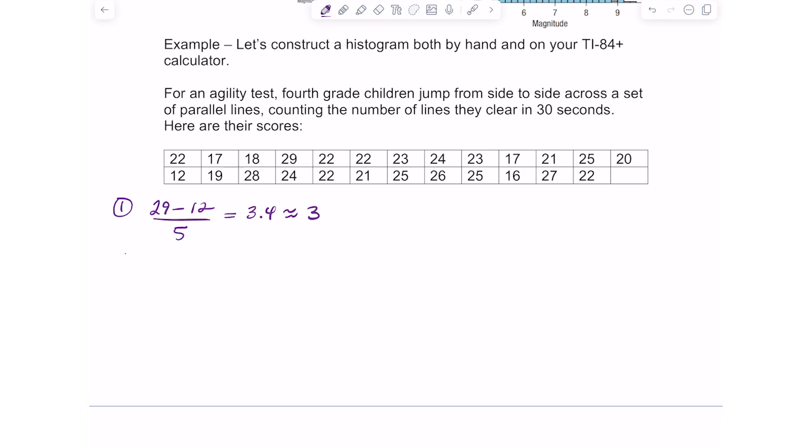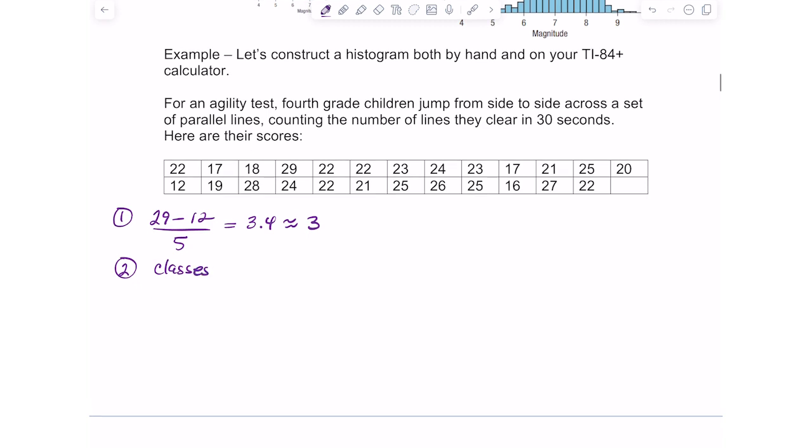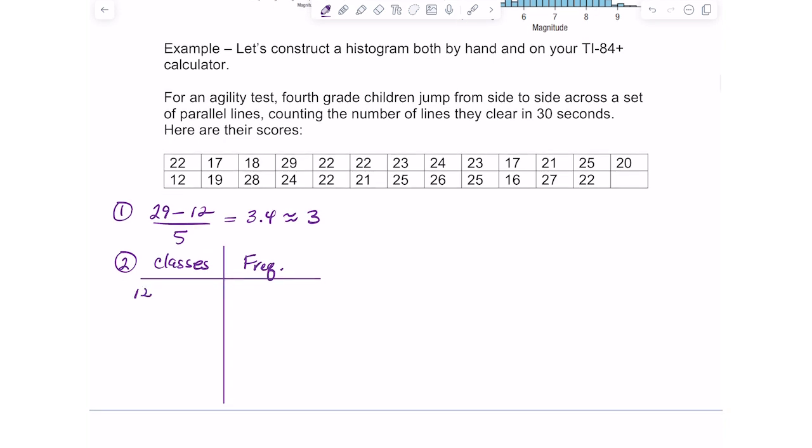Okay, so that means that I'm going to take my lowest number, and I'm going to create a table here. So we're going to have what's called the class, or classes if you prefer, and then the frequency. So I'm basically making a frequency table. And remember, frequency just means counts. So here's where I'm going to create the piles to put the numbers in, okay? My lowest number, again, is 12, okay?